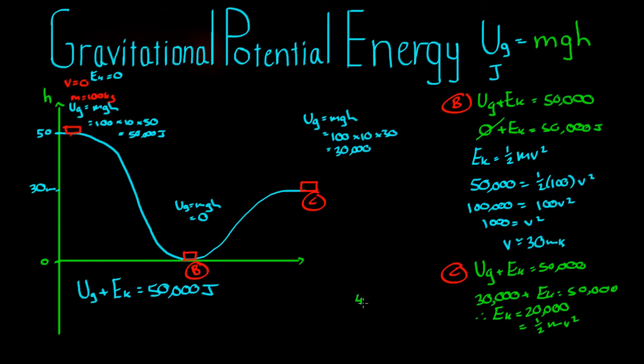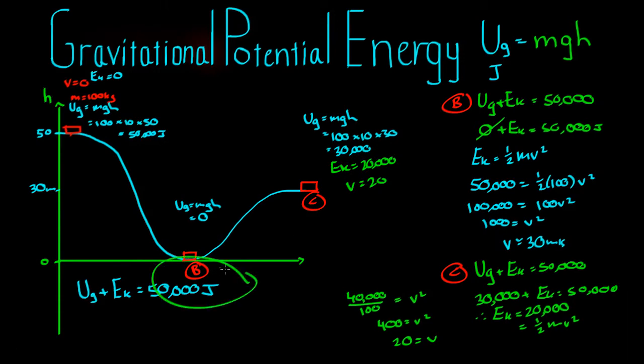So we have, multiplying both sides by 2, 40,000 over m, which is 100, equals v squared. 400 equals v squared, that's nicer. 20 equals v. So the velocity here is 20. And it is only at this velocity that the kinetic energy comes out as 20,000, which enables us to conserve the total energy, 50,000 joules.